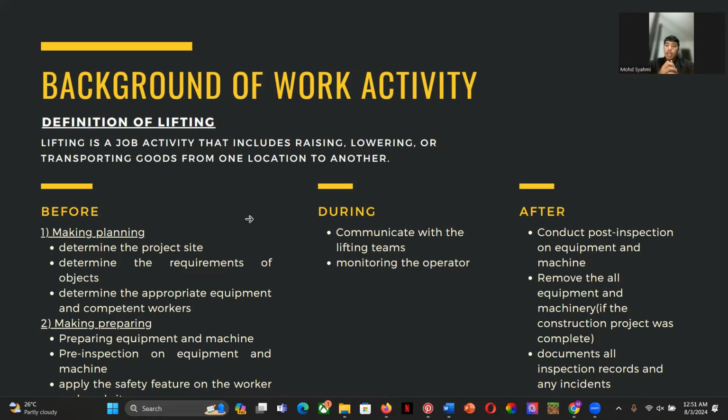After the lifting activity is complete, a competent party conducts a final check on all equipment used. If the construction project is finished, all equipment and machinery are removed from the site after inspection. And then any inspection or incident record must be documented by the manager and also the safety officer for future reference in case of accident. That's all for me. I pass to Eldo for the analysis of any accident.